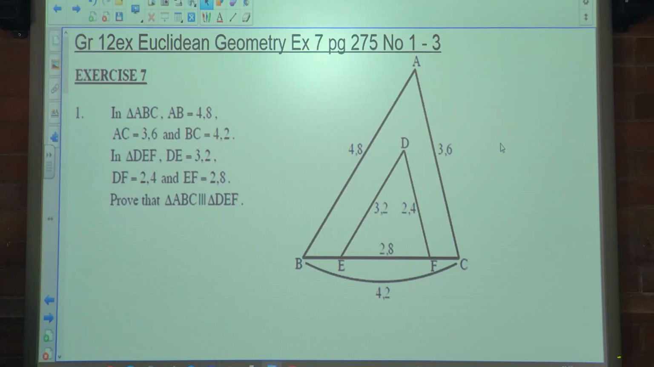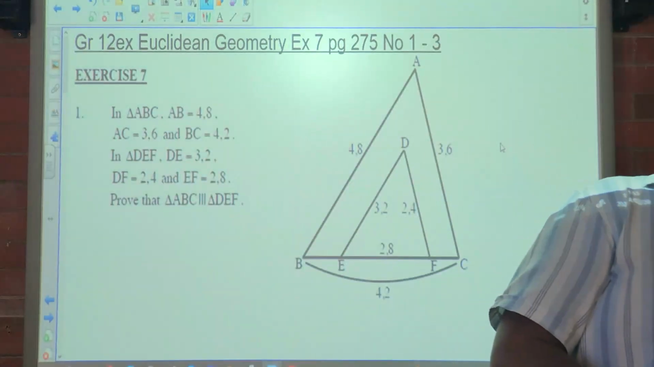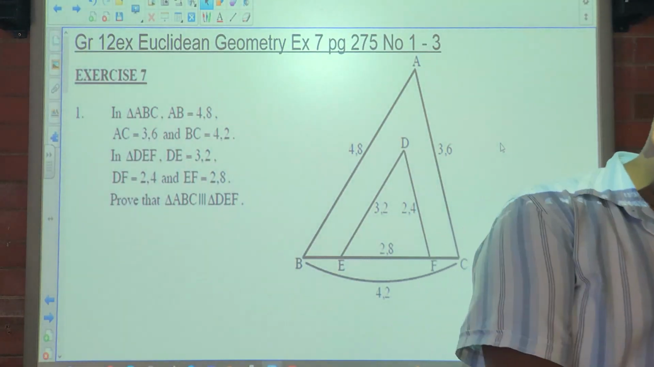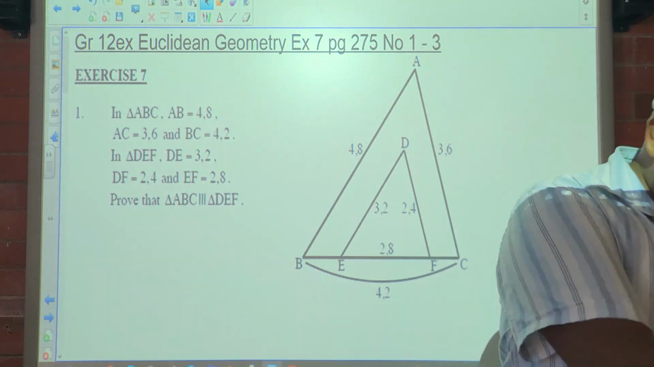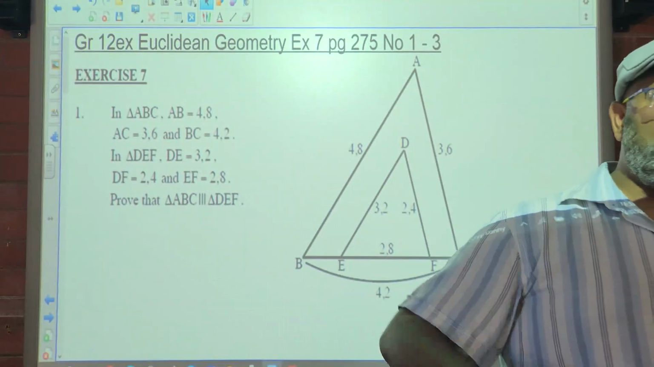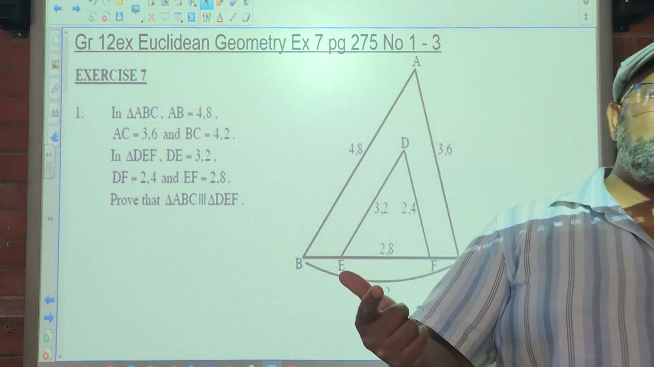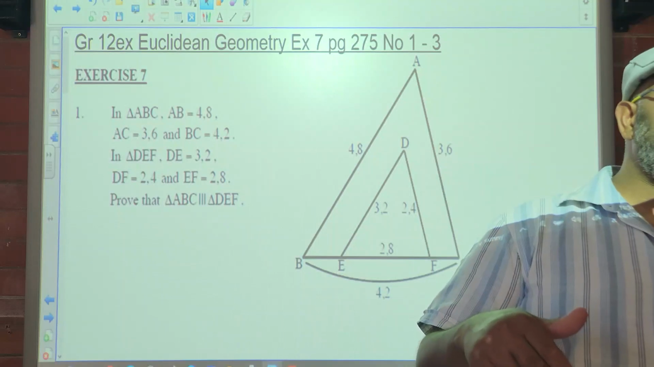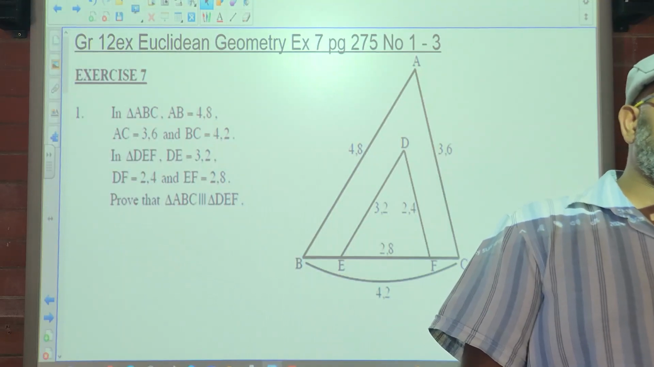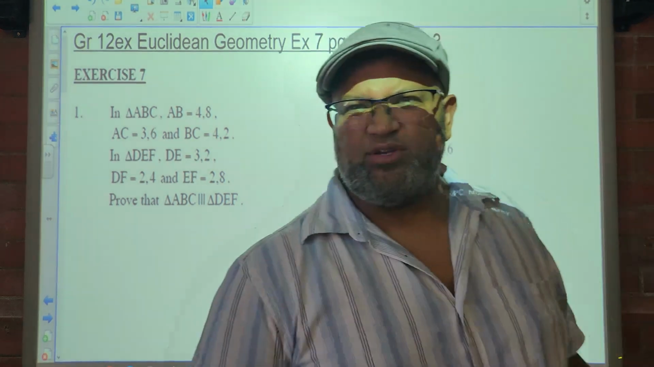If you are given a lot of lengths, of course you're going to work with those lengths. Not so? And if triangles are similar, what do we know? That the sides are in proportion as well as they are equiangular at the same time. So when we prove similarity, we prove one of those cases. If the sides are in proportion, then they are equiangular. If they are equiangular, then the sides are in proportion. Does it make sense? Because all these lengths are given, we are going to use the lengths.